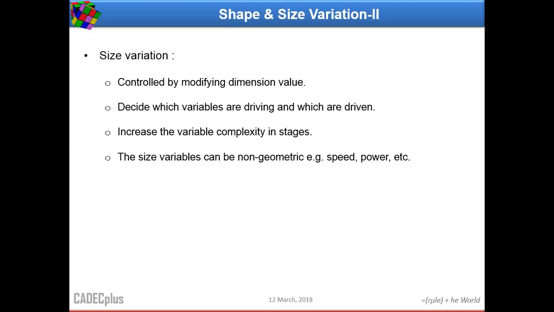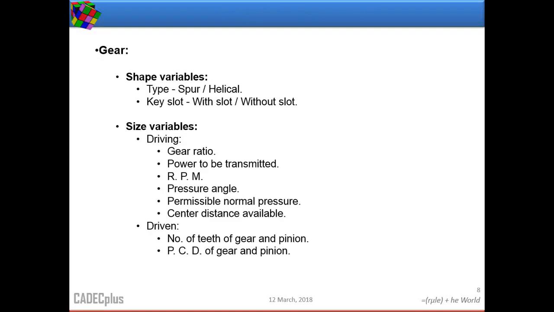We do not have to link all variables with the model geometry parameters. Examples of such kinds of variables are speed, power, etc. Such variables are required for performing different calculations and obtaining the values of other variables.